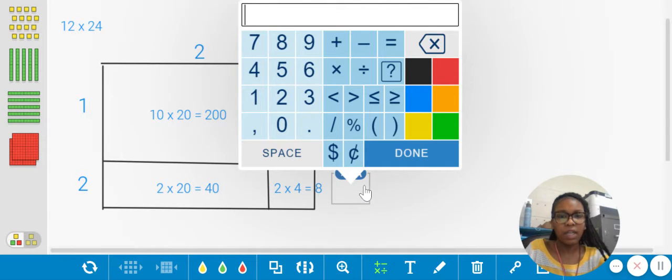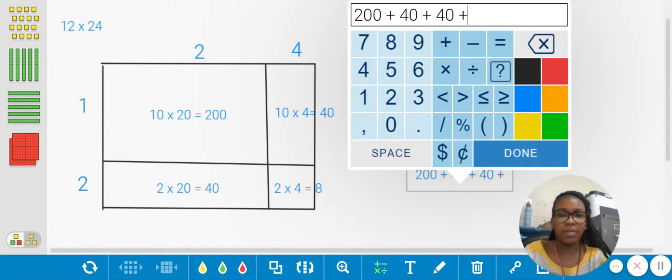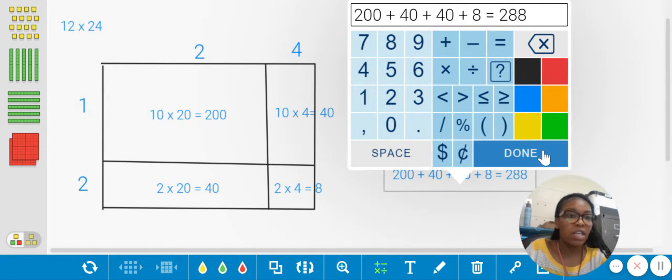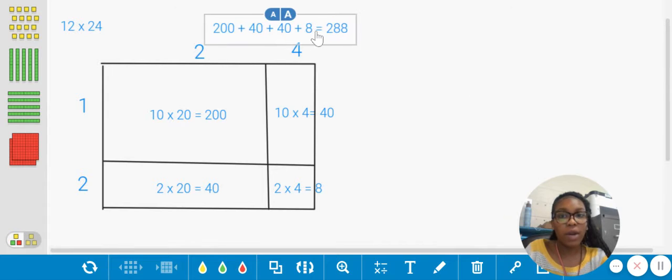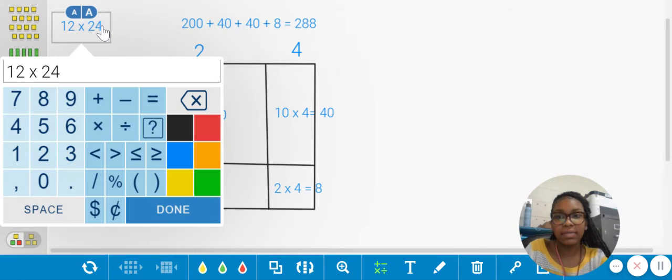So let's move this so we can see all of our partial products. We have 200 plus 40 plus 40 plus 8, and that gives us a grand product, a final product of 288. I have 200, 240, 280, 288. All right, so my final product for 12 times 24 is 288.